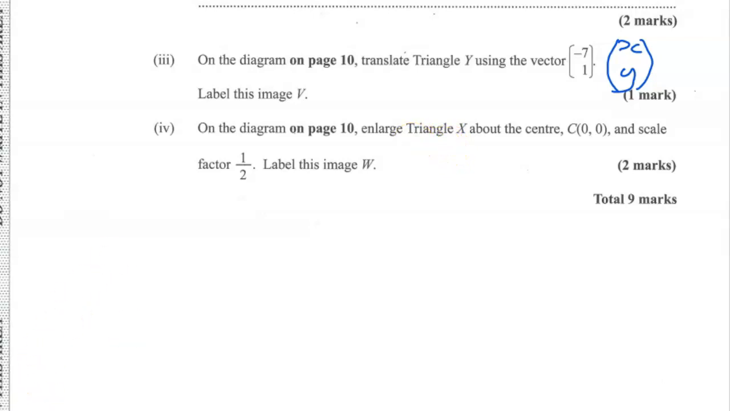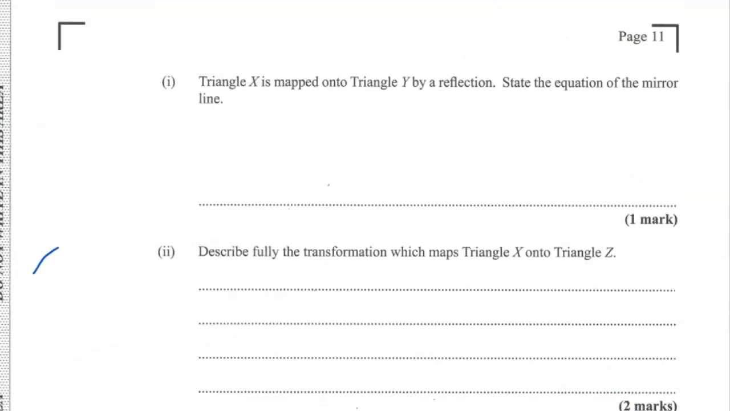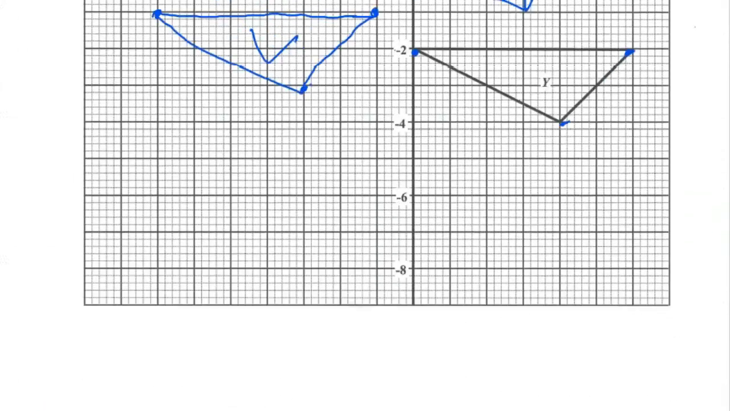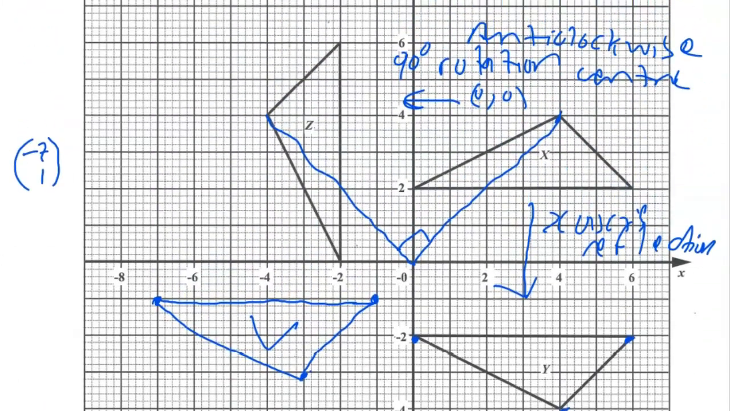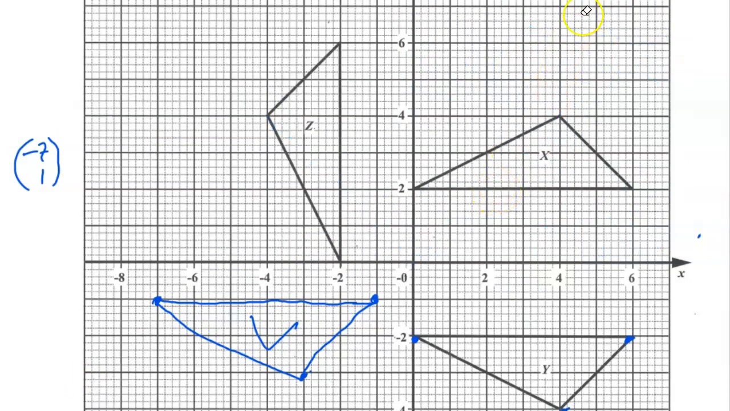Let's do this. Here is triangle X. Let's enlarge it with scale factor half, center 0, 0. We do this by multiplying each coordinate by half. Notice this coordinate here is 0, 2. Half of 2 is 1, so the new coordinate is 0, 1. This point here is 4, 4, so the new point would be half of 4, 4, which is 2, 2.